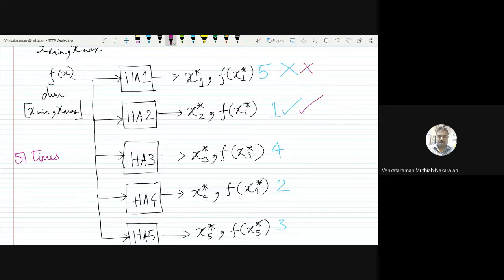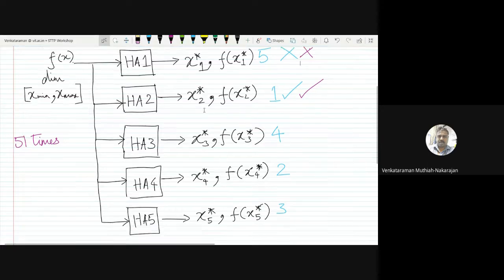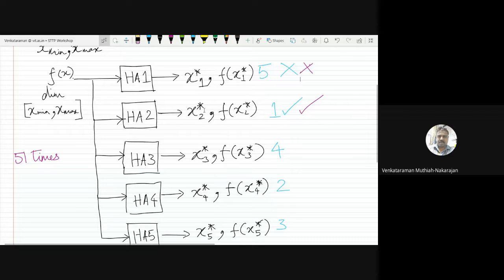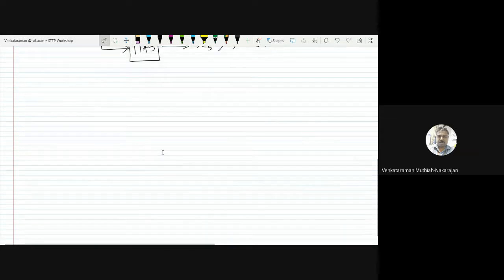So in order to verify that HA2 is indeed the best algorithm, you have to do a statistical comparison with respect to HA1, HA3, HA4, and HA5. So how do you go about doing that? There is a command in MATLAB called rank sum. It returns something known as H.